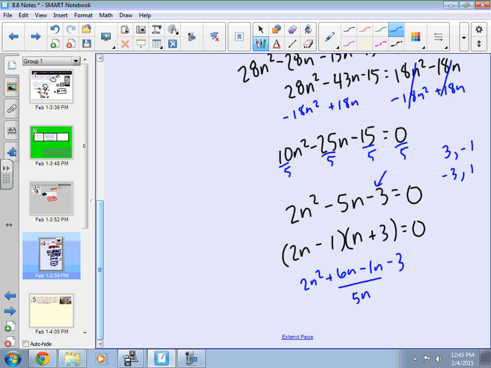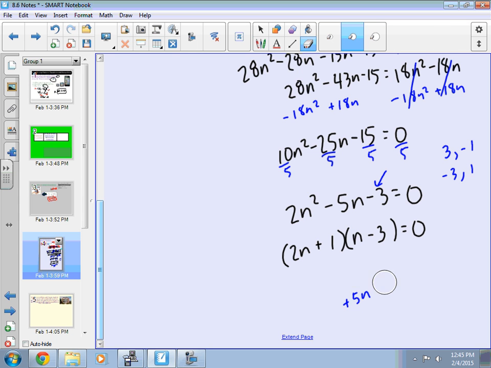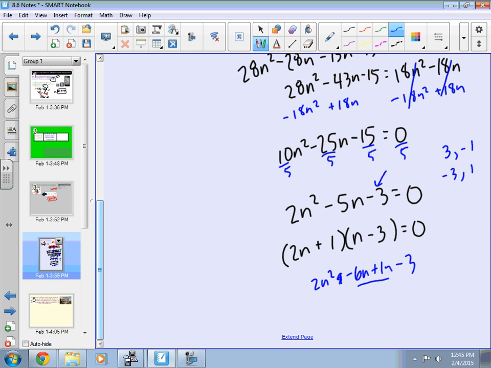Now that is close to what we got, but this is a positive 5n. I think if we then would maybe just switch the signs on these, make this one plus 1, this one minus 3, now it might work. So if we were to go through and do FOIL on this now, you'd get 2n squared minus 6n plus 1n minus 3. These two do add to negative 5. So it looks like that is how you should factor this one. Now put them both equal to 0, and you can get your answer.